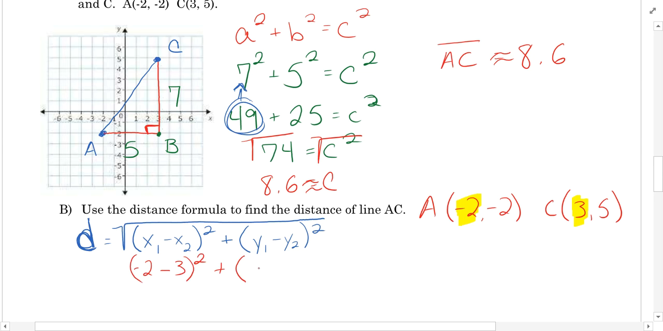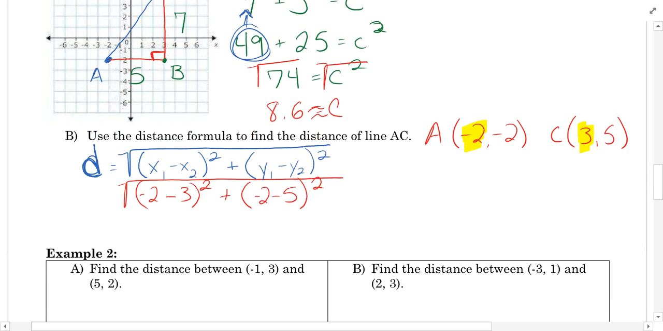And then my y's, I have -2, take away 5, and then I'm going to be squaring that. And then take the square root of all of that. So I can simplify from here. So -2 take away 3 is -5 squared. And then I'm going to add that to -2 take away 5 is -7 squared.